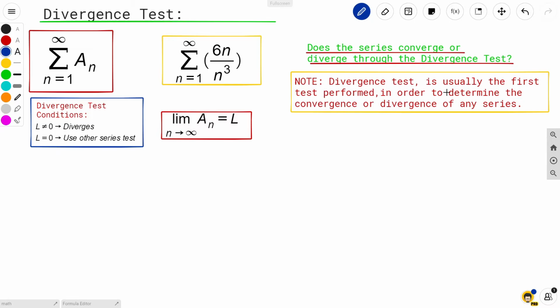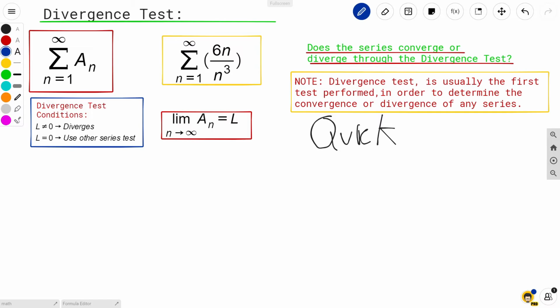The divergence test is usually the first test performed in order to determine the convergence or divergence of any series. Why? Because it's quick. If you can test the divergence of a series straight off the divergence test, then there's no need to do other series tests. It saves you a lot of time.